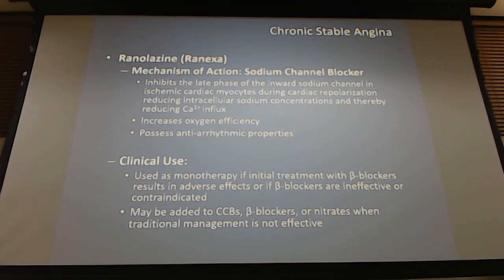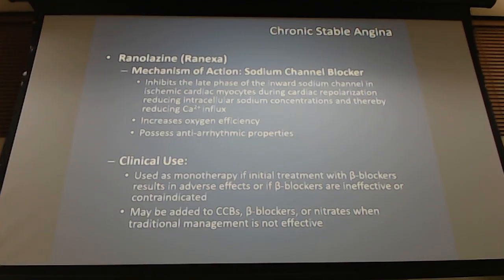Ranolazine. Okay, so we talked about ranolazine a little bit, our sodium channel blocker. When we're looking at this, it's decreasing that calcium influx by stopping the inward sodium channel, okay? So therefore, I have less calcium coming in, I have less tension on the wall, and therefore I'm not using as much, my demand is now decreased, okay? So that is the big idea behind this. If I can keep calcium out, I'm not having as much demand.